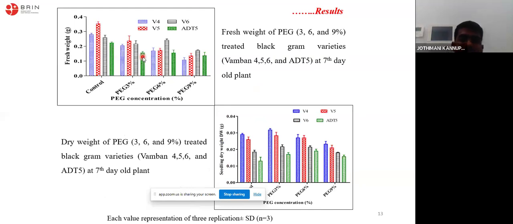Now we measure the fresh and dry weight of each black gram variety under varying PEG concentrations. Compared to control, fresh weight and dry weight were reduced at the highest concentration of 9% PEG treatment. The fresh and dry weight showed more reduction in 1.4 compared with the other 3 varieties of black gram plants.